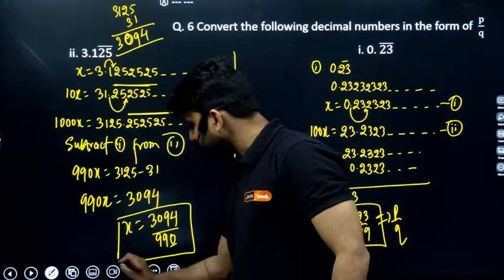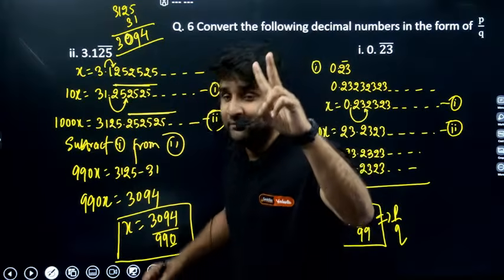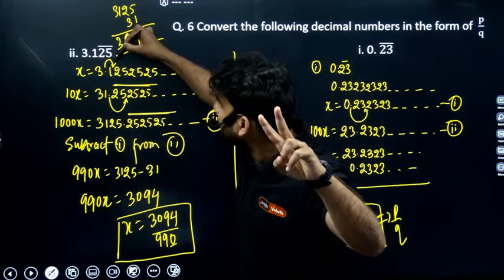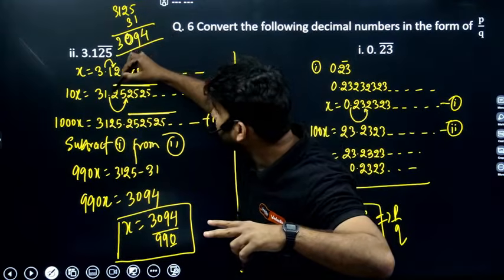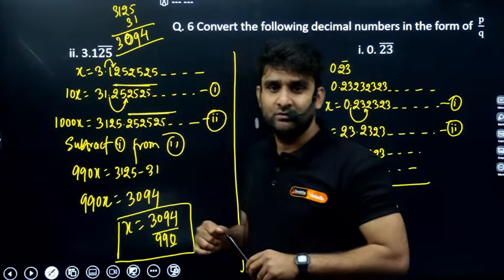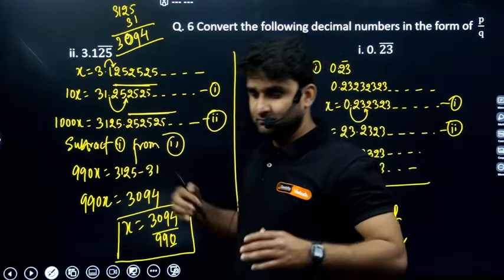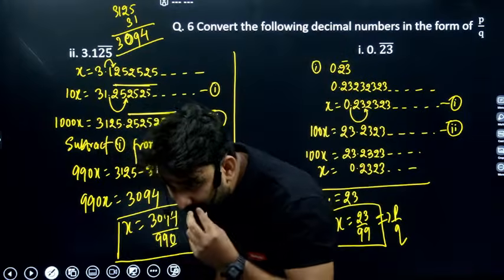This is the answer. So we have shifted the point 2 times. First we have shifted the point behind 1, and then we have shifted the point behind the repetition of the block. So the repetition of the block means 3125.25252525. Okay, sorry, sir, no problem.